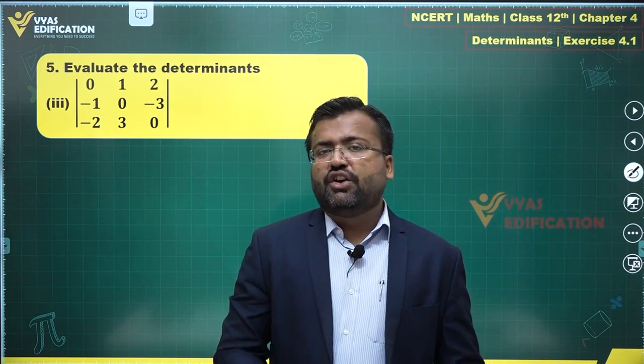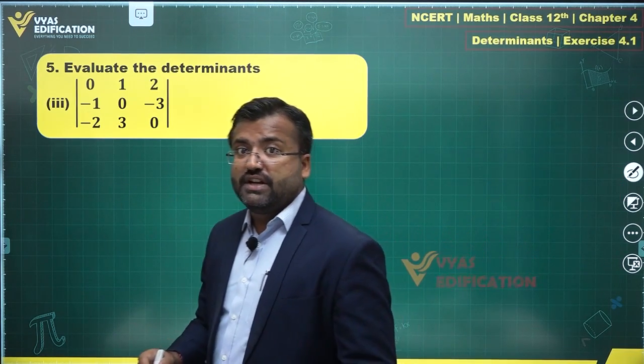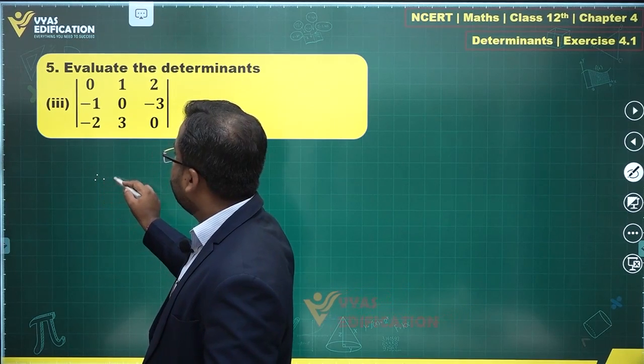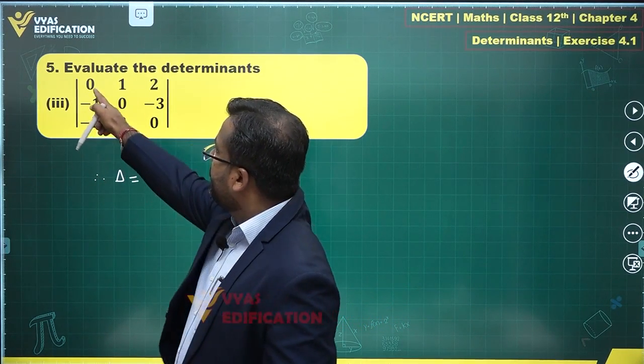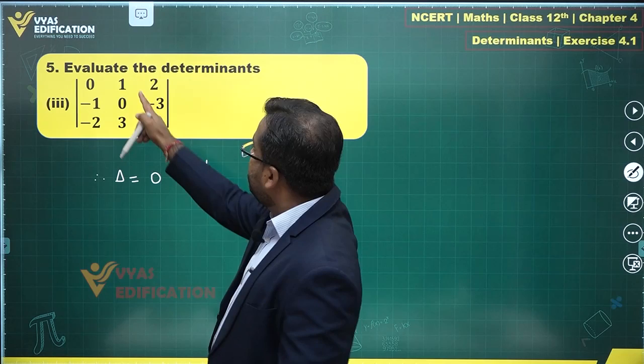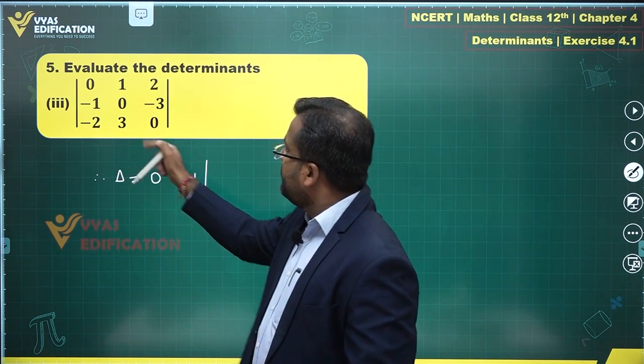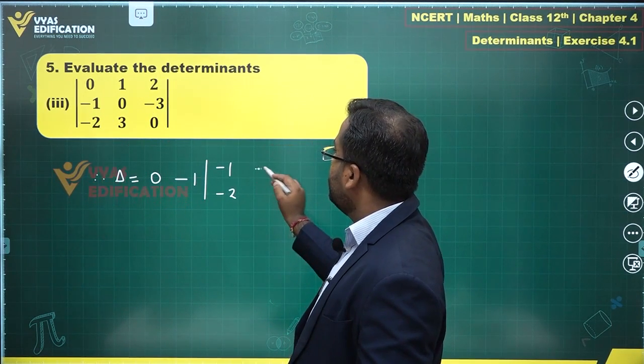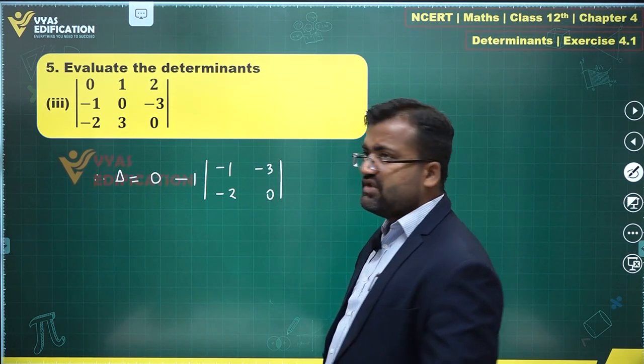So we can expand along any row for that matter. Let's begin, let's expand using the first row. So therefore delta is equal to, first term is 0, okay? Next term is minus 1 times this determinant, minus 1, minus 2 and minus 3, 0. Minus 1, minus 2, minus 3, 0. This is what you have.